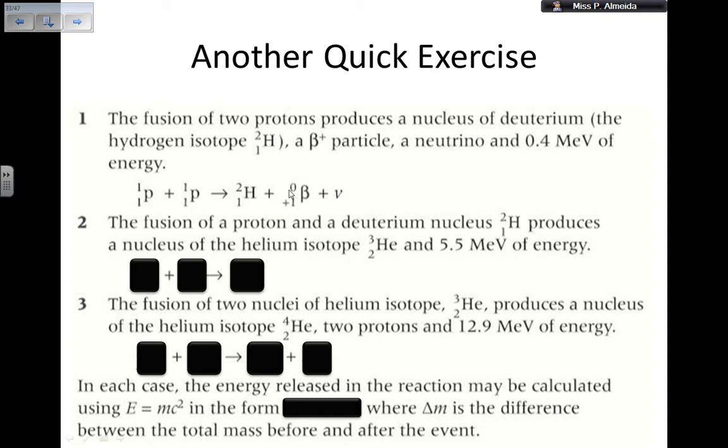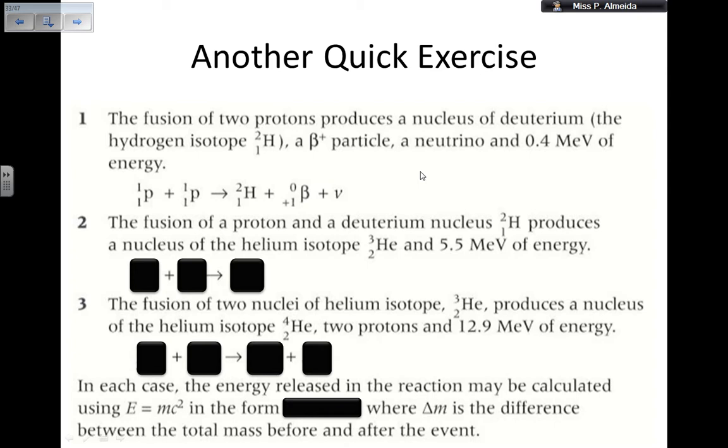Now, does it make sense? 0 plus 0 plus 2 gives me 2. 1 plus 1 gives me 2. That makes sense? Does it make sense here? 1 plus 1 gives me 2. This is 0. So it makes sense. It matches. I know my reaction is right. Always do that in your exercises.